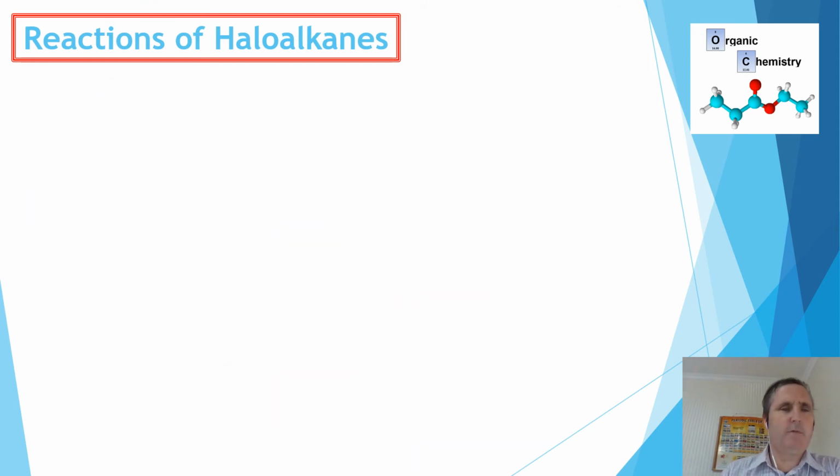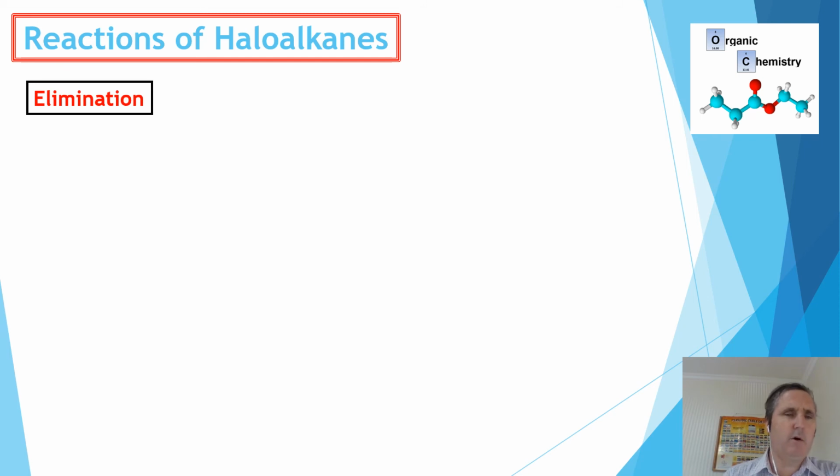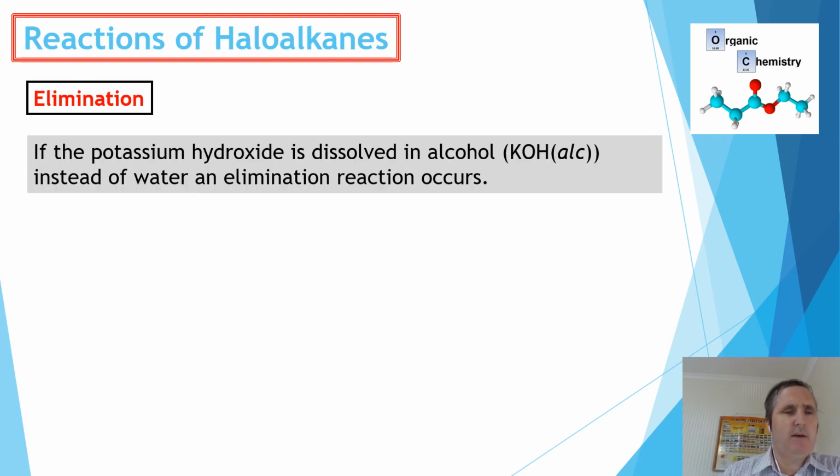Right, the last type of reaction we're going to look at in this video is the elimination reaction of haloalkanes. Now, we're going to use a similar reagent to the substitution reaction we had for the haloalkanes, and that is potassium hydroxide. However, this time the potassium hydroxide is dissolved in alcohol instead of water. When we dissolve it in water, we produce an alcohol. When we have it dissolved in alcohol, we produce an alkene.